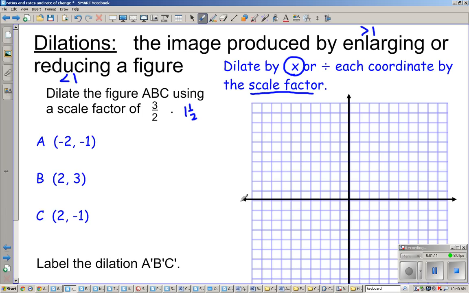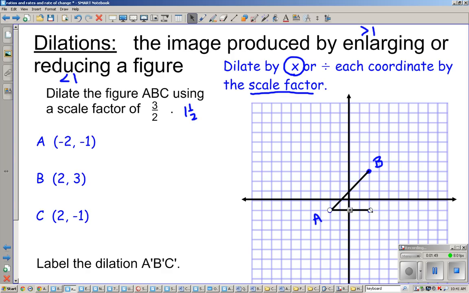Let's first plot our originals. Okay, A is -2, -1. Plot it and label it. B is 2, 3. C is 2, -1. And we're going to connect those to create our figure. Whoops, let me go back and correct C. C is 2, -1 right here.